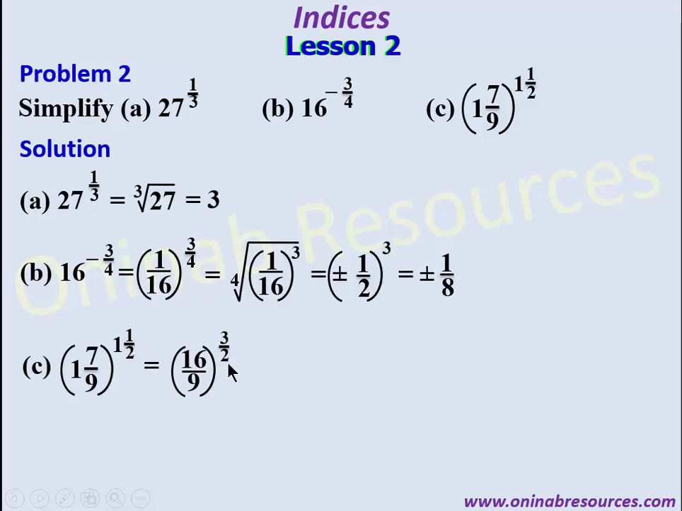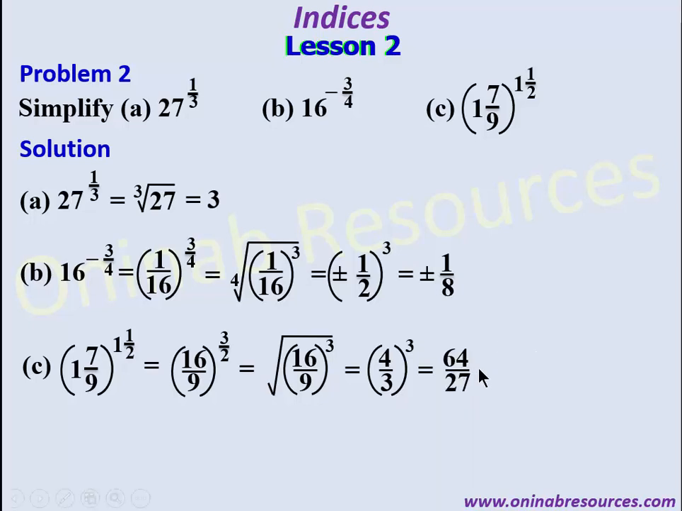So again, we are going to find the square root to the power of 3, so that we'll have it as square root of 16 over 9 to the power of 3. So square root of 16 is 4 over 3, then to the power of 3. 4 to the power of 3 is 64, and 3 to the power of 3 is 27.